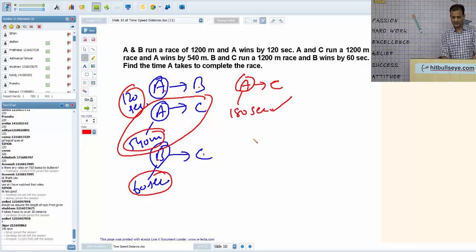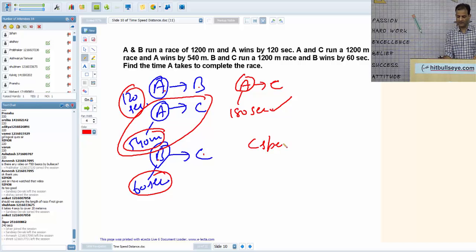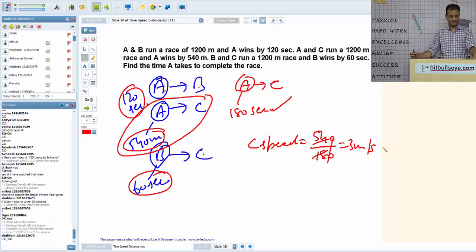So that means A can give C a start of either 180 seconds or 540 meter. So what is the speed of C, friends? C's speed will be equal to 540 divided by 180. That means 3 meter per second is the speed of C.